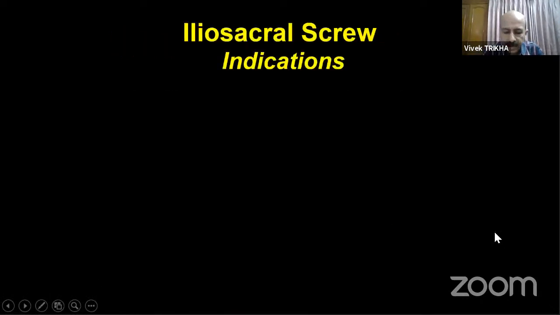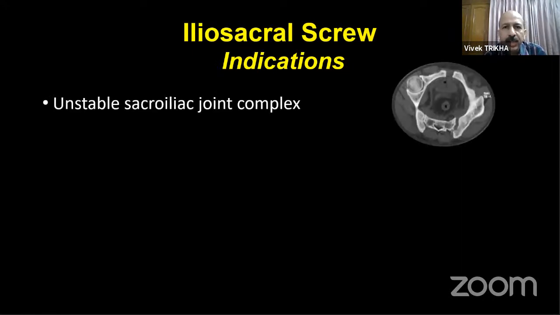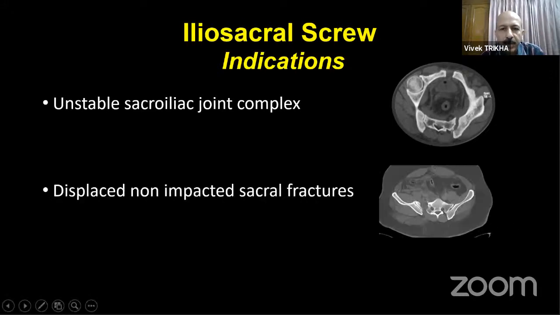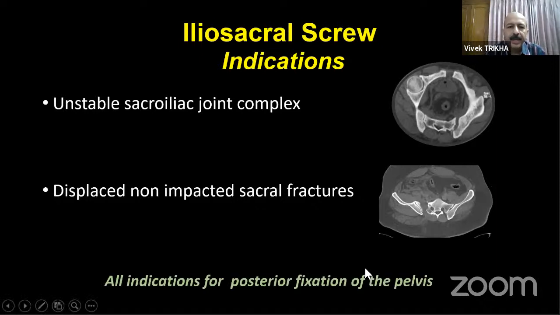Okay, so I'll start. Thank you, IOA and AOPAS, for giving me this opportunity. I will be speaking on iliosacral screw indications. The indication for iliosacral screws is an unstable sacroiliac joint complex, like an opening of the SI joint, or displaced and disimpacted sacral fractures. In fact, in any case where you want to fix the posterior pelvis, the iliosacral screw is a very good option, which can be used by anyone anywhere in the country.